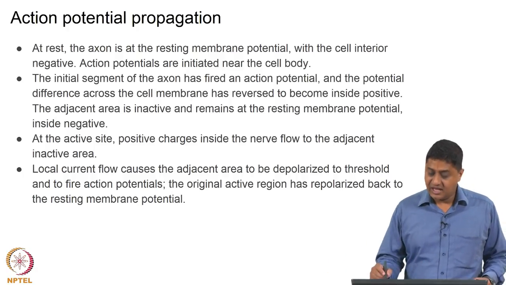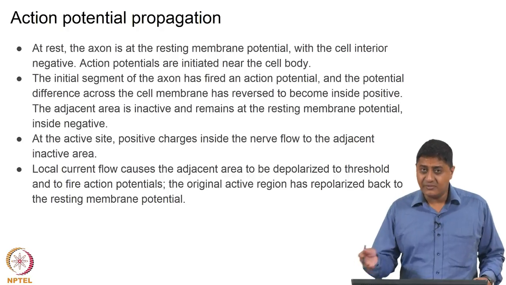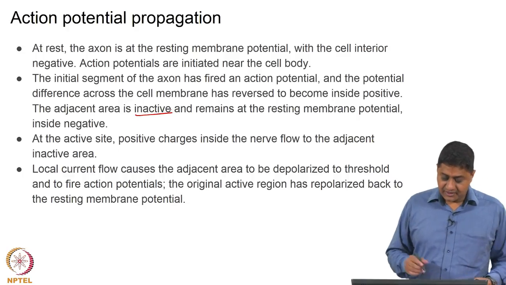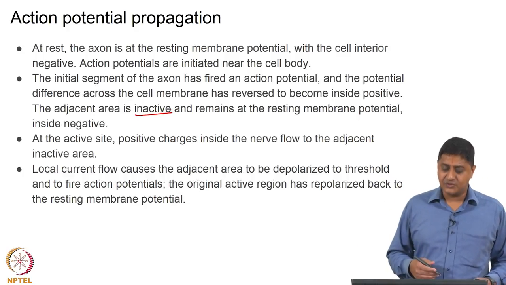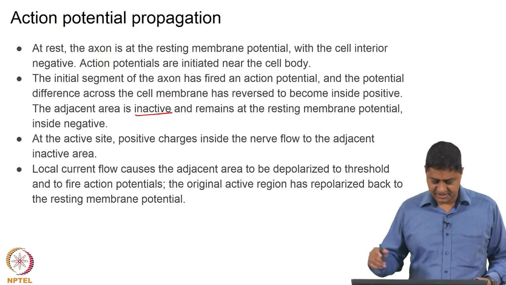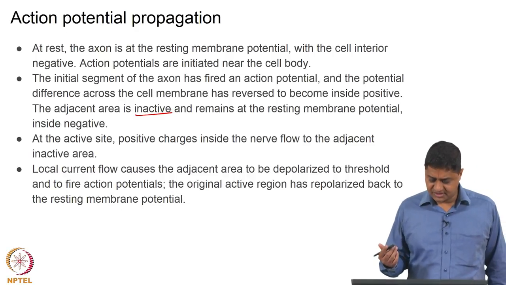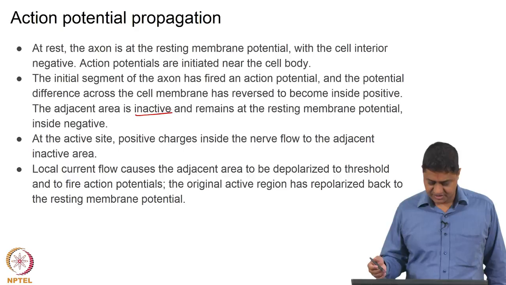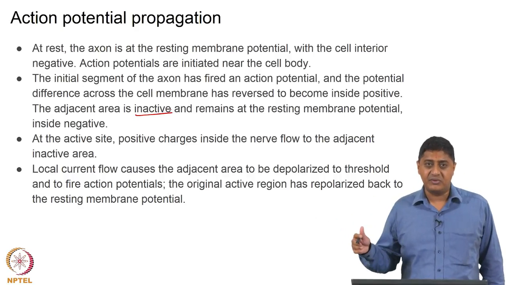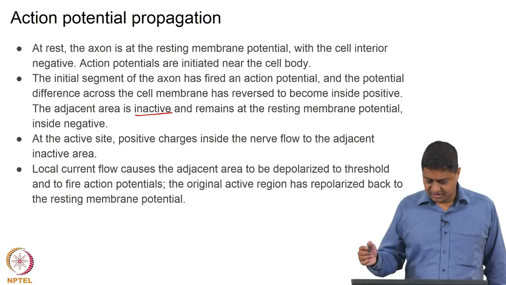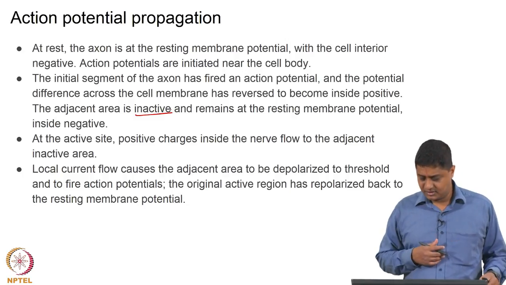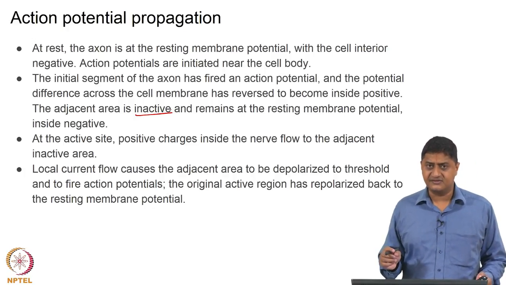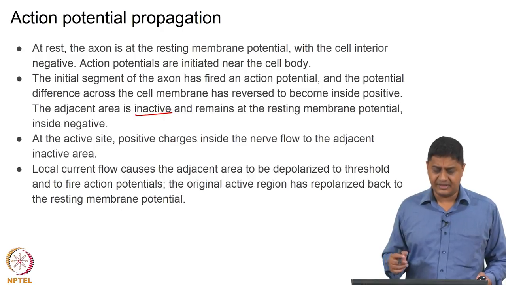So, the neighboring area becomes positive, and the previous area remains inactive. At the active site, positive charges, basically sodium ions, flow to the adjacent inactive area. This local current flow or diffusion causes the adjacent site to be depolarized to threshold and fire action potentials in that region. So, at each point on the membrane, a new action potential is generated. But the original region will repolarize back to resting membrane potential. How does this happen? Let us discuss this in a bit more detail.